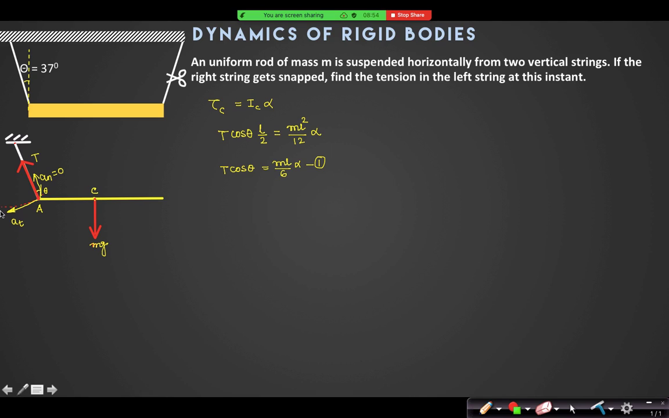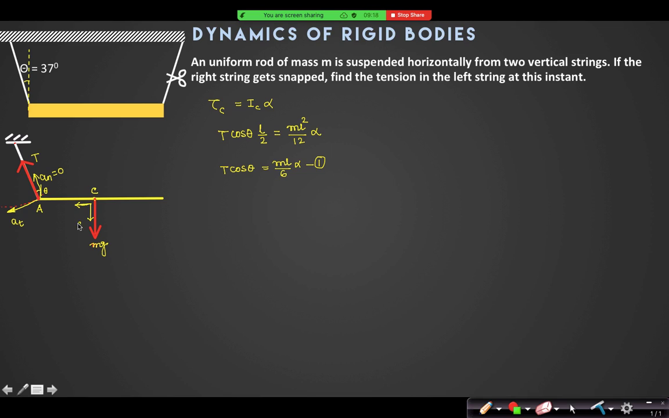Now this is the torque equation, right? But I have to also write a force equation. So what force equation can I write? If I assume that the acceleration of the center of mass is coming downward as well as in this direction.